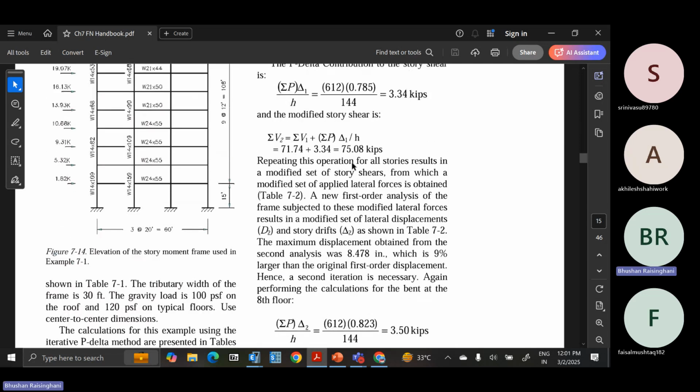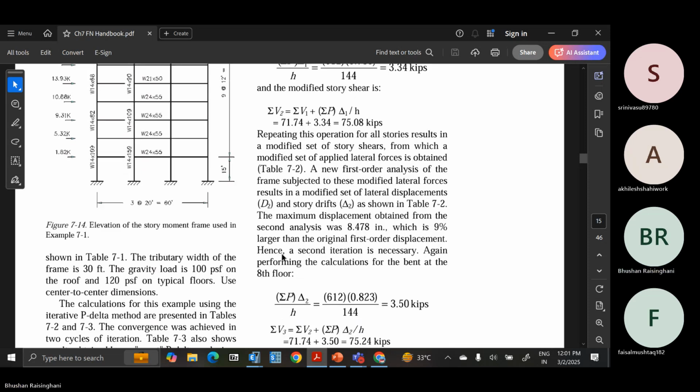Now repeating this operation for all stories results in a modified set of story shears from which a modified set of applied lateral loads is obtained. A new first order analysis of the frame subjected to these modified lateral loads results in a modified set of lateral displacement and story drift. So D2 and delta 2 represent the displacement after second order effect and your drift after second order effect.